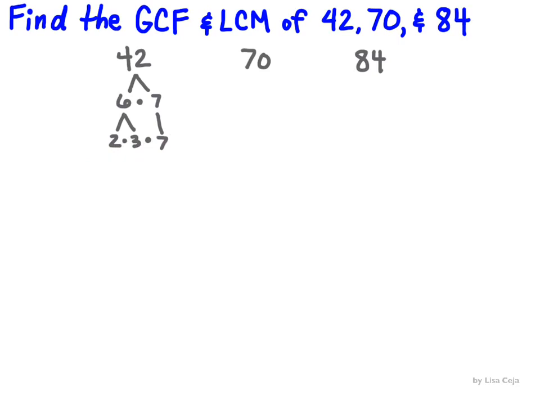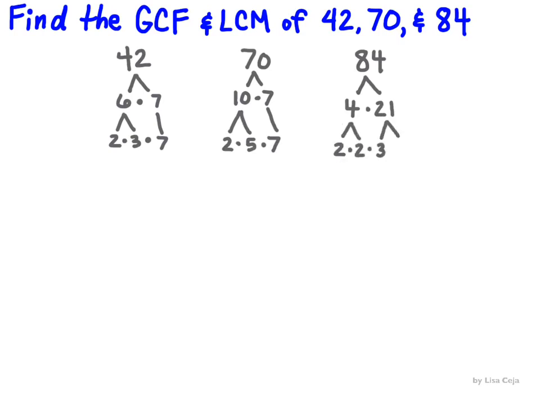70, it could be 7 times 10, 10 times 7, 35 times 2. However you start it, doesn't really matter, because in the end, you're going to get the same prime factors. Same thing with 84. And so let me break those down.